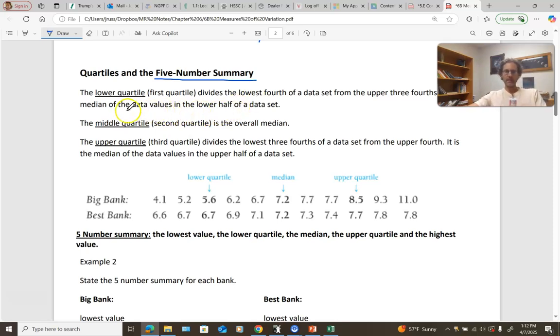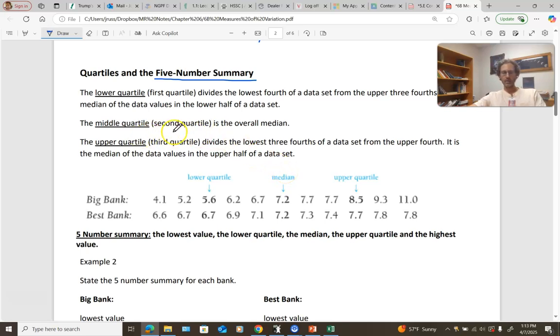And then the median, also known as the second quartile, is the overall median. We've talked about this one. It's the value such that you have half of your data set below and the other half above. So basically, the lower quartile, guys, is the 25th percentile. That's what it's also referred to. And the median is actually the 50th percentile, or the halfway point.